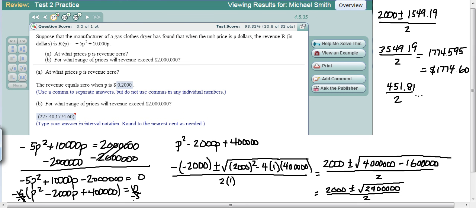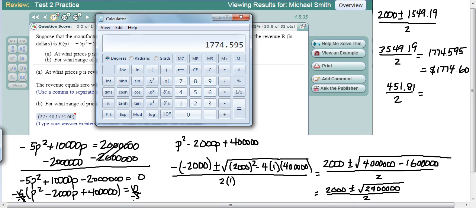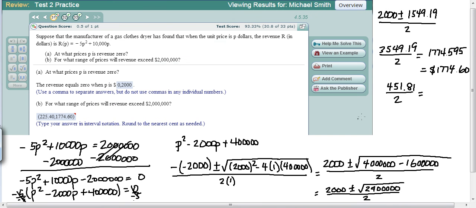450.81 divided by 2. Alright, let's see what that is on the calculator. Alright, I had a little mistake there. This is actually 450.81. Divide that by 2, and I got 225.405, which would round up to 225.41. Sometimes MyMathLab is going to be tolerant on that and let you say 225.41 is okay. Probably my mistake was I should have taken one more decimal place, because I see over here the answers are 225.40 and 1774.60. So maybe instead of 1549.19 I should have added that 3 on there.